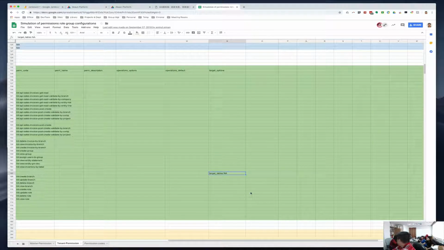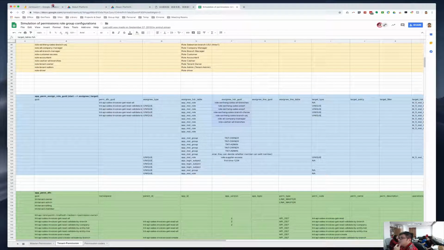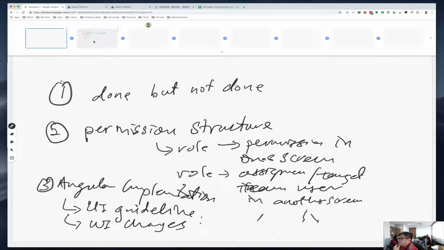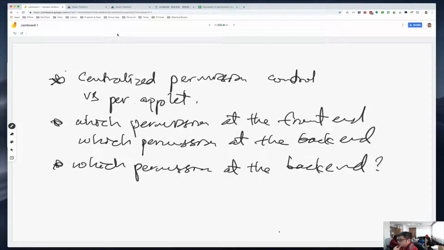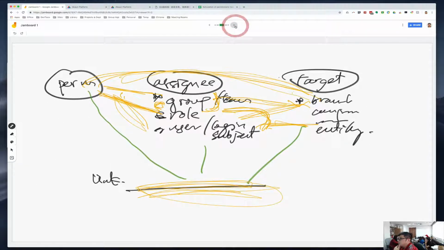Why we need to put this permission option, all these things in the permission definition table, is because when we create the link, sometimes we don't know which target this link can be used for.